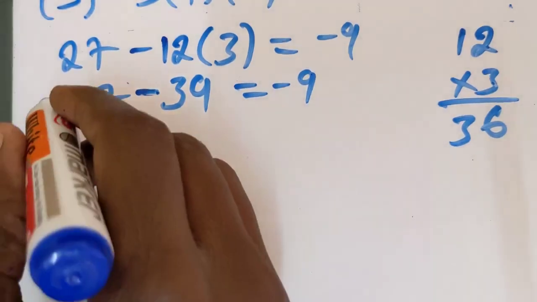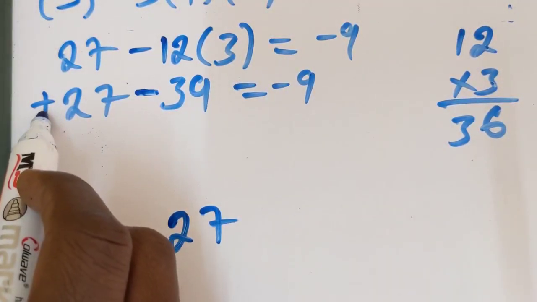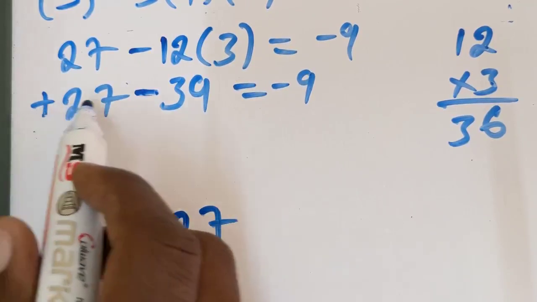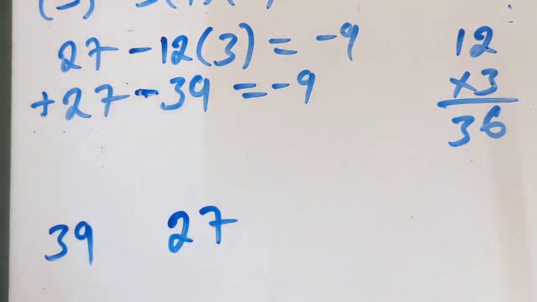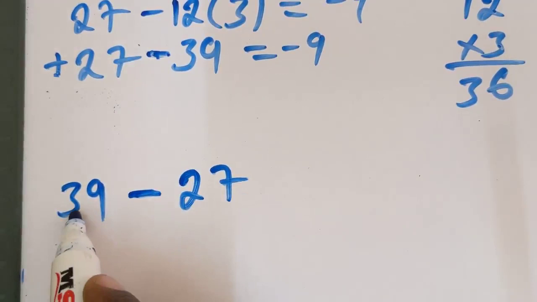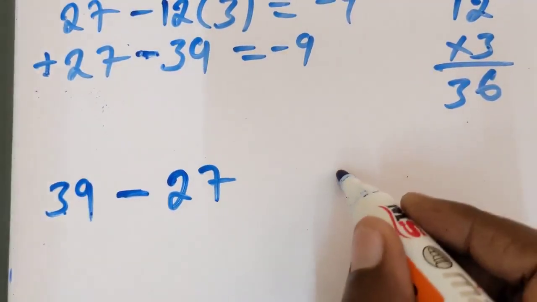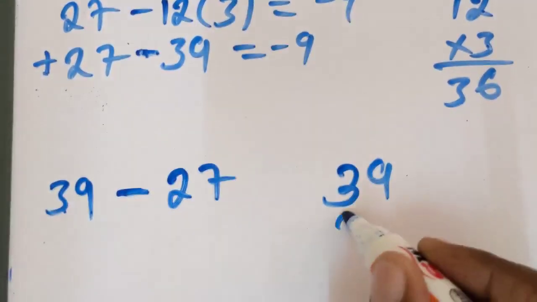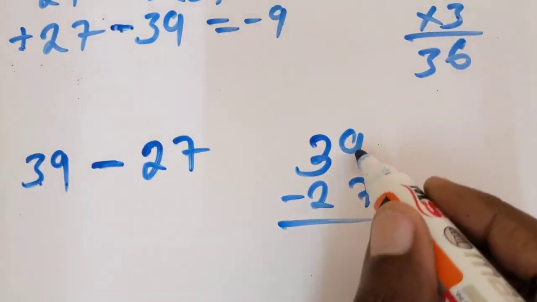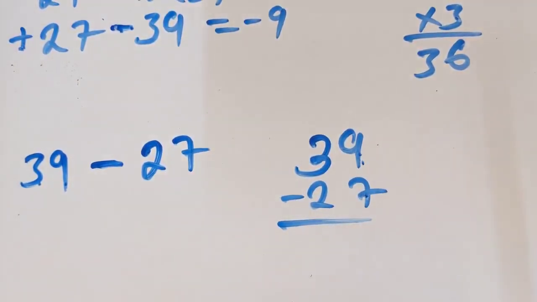Okay, so you know that this is a positive number. This is a negative number. So what you do now, multiply the sign. Negative times positive, or positive times negative, it is negative. So put that sign there. Then subtract now. So that is 39 minus 27. So 9 minus 7, what is 9 minus 7?